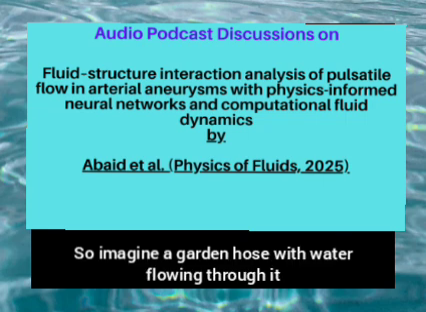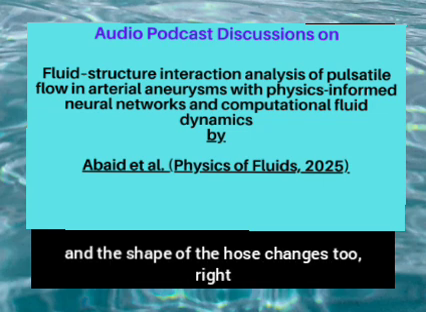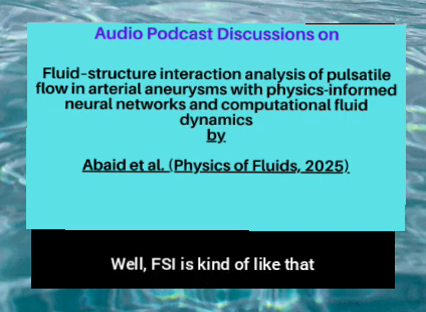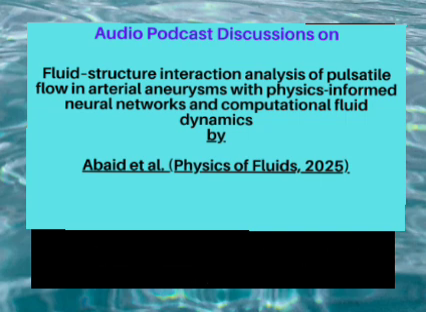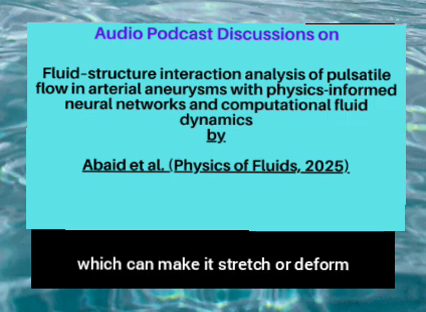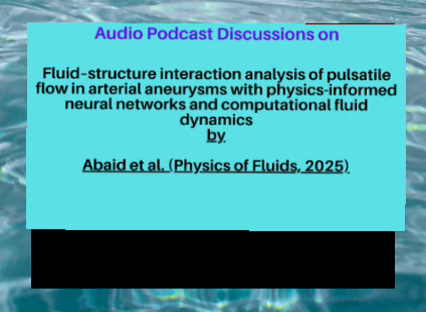So imagine a garden hose with water flowing through it. If you squeeze the hose, the water pressure changes and the shape of the hose changes too, right? Well, yeah. FSI is kind of like that. But for the blood and the artery wall, they're constantly influencing each other. The blood flow puts pressure on the wall, which can make it stretch or deform. And those changes in shape can, in turn, alter the blood flow pattern.